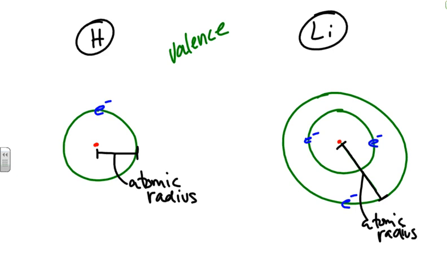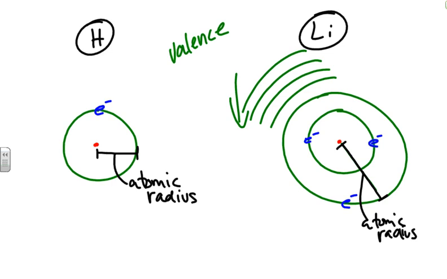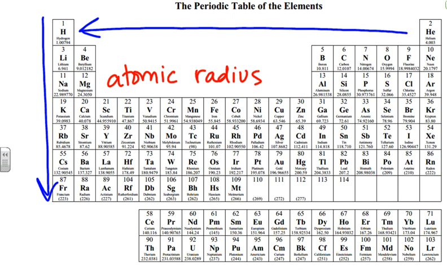As I'm going down a group, I'm going to end up with more and more energy levels, more and more energy shells. And as that happens, this is going to get bigger and bigger. So that's why, as I go down, this one only had one energy level. Oops, let's go ahead and change that color. We only had one energy level right here for hydrogen. Well, in lithium, we had two. In sodium, we would have three.